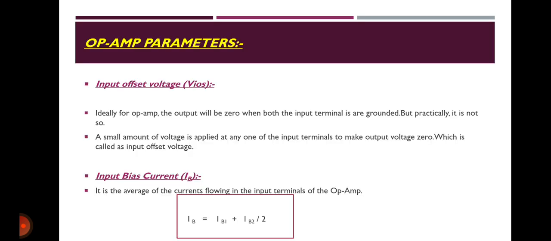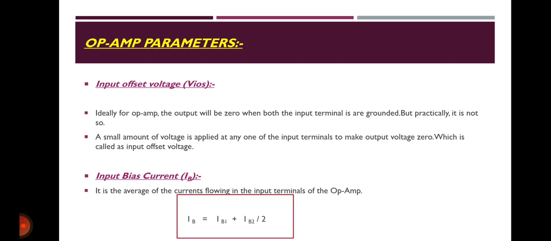So op-amp parameters are important because we can use them to compare the performance of various op-amp ICs and select the best suitable from them for required application. So the different parameters are: first is input offset voltage.